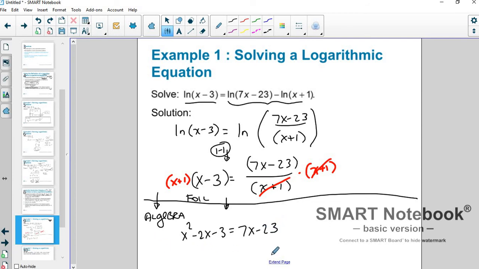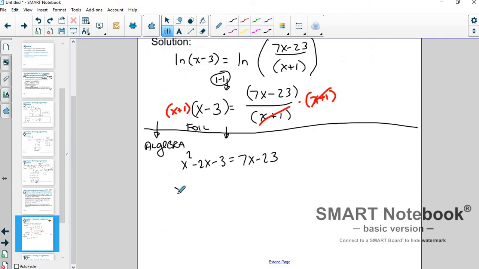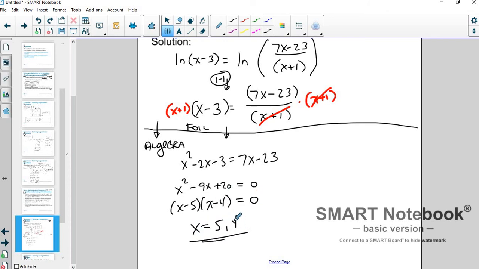and then it's a quadratic, so I got to set it equal to 0. I subtract 7x from both sides to get negative 9x. I add 23 to both sides to get plus 20. That equals 0. This factors into (x - 5)(x - 4), and so I get two answers, 5 and 4.